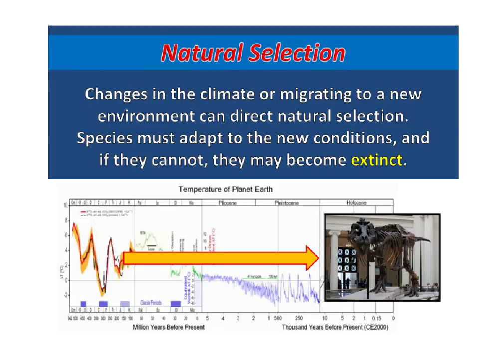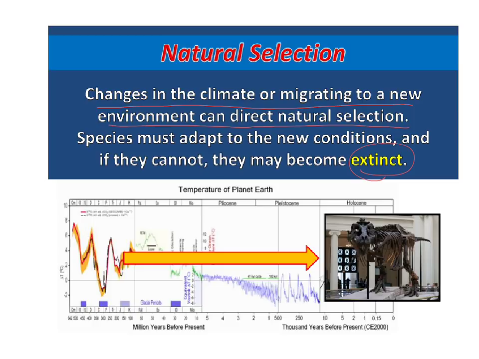Changes in the climate or migrating to a new environment can direct natural selection. You're gonna highlight that. So those are 2 things that can direct natural selection: changes to the climate or migrating to a new environment. Species must adapt to the new conditions, and if they cannot adapt, they are going to go extinct. So basically, they're going to adapt or they're going to die.